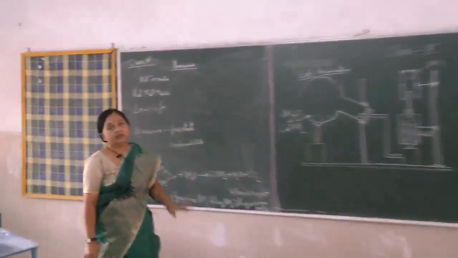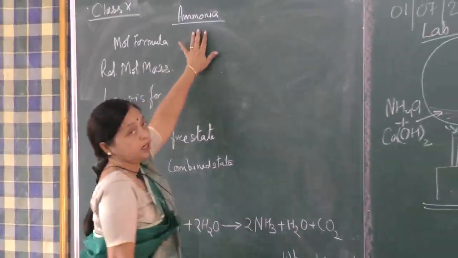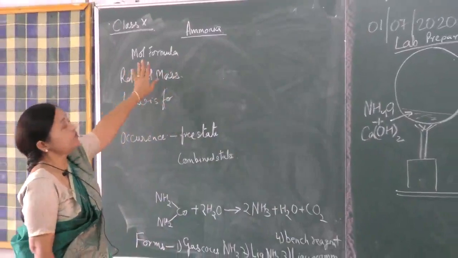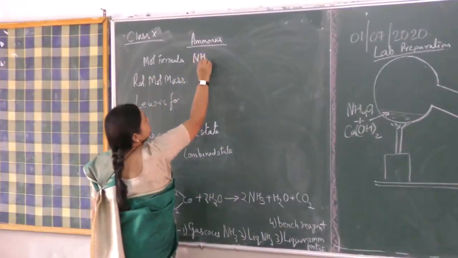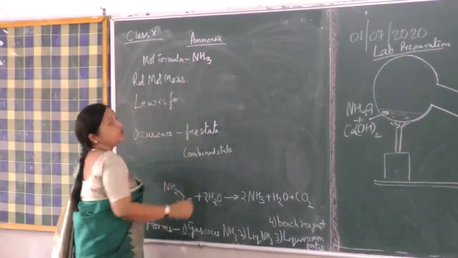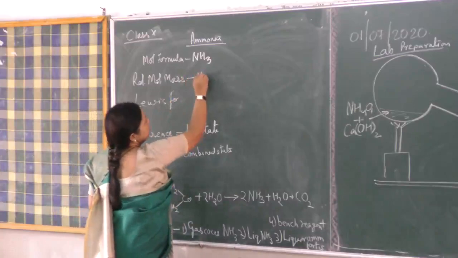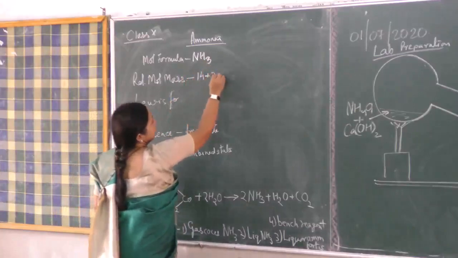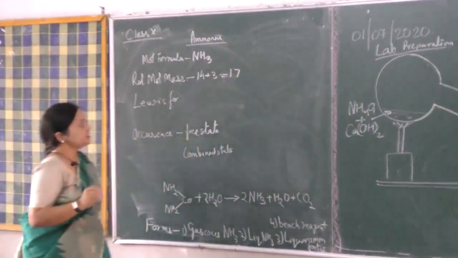Today we will do the basic gas that is in your syllabus, that is ammonia. Ammonia is the basic gas, the molecular formula NH3. And molecular mass is nitrogen is 14 plus 3, that is 17. Relative molecular mass is 17.